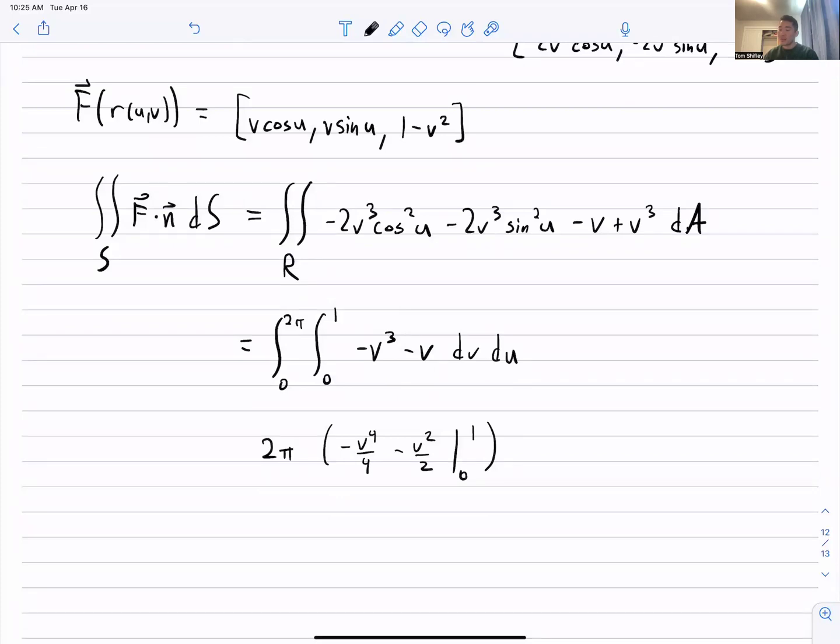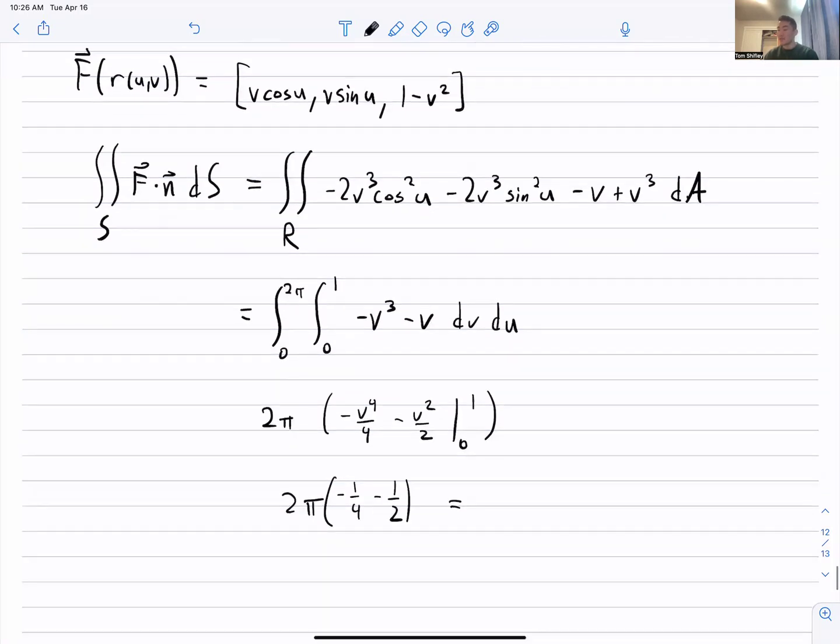If I plug in 1, I'll get minus 1/4 minus 1/2. If I plug in 0, I get 0. And so what is that? This is times 2 pi. And so that will be 3/2? No, minus 3/4. And so it's 2 pi times negative 3/4, which will be negative 3 pi over 2.